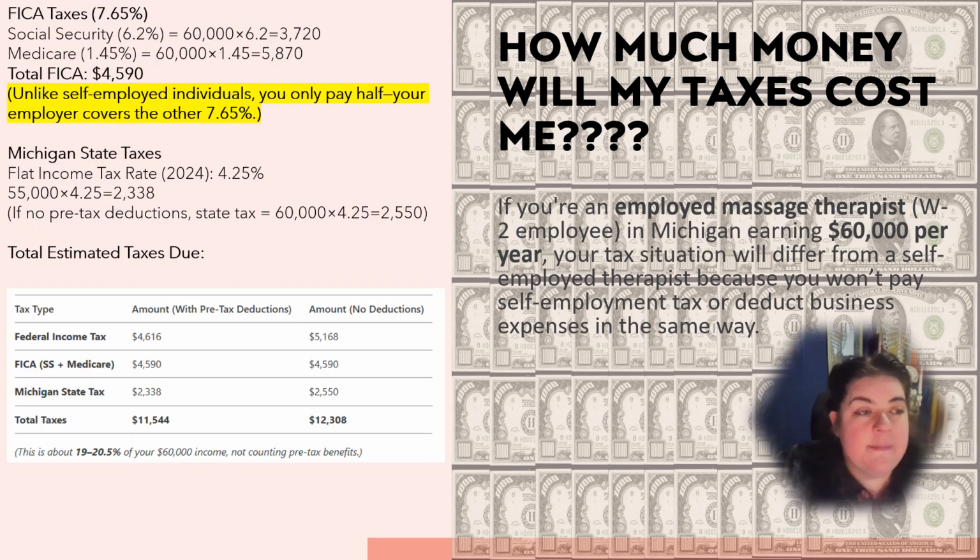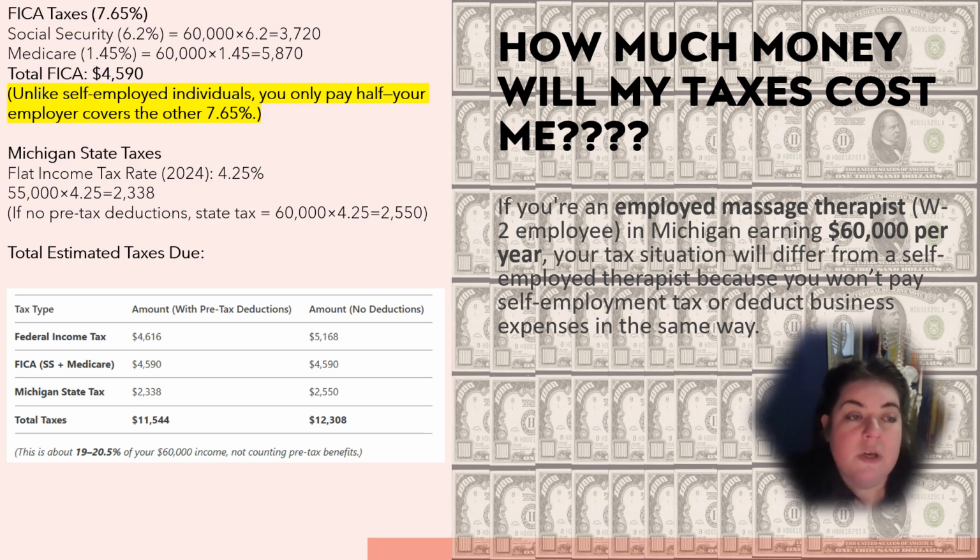All right, so the next step is going to be the FICA taxes. And the cool thing about this, and I'll say this is one of the benefits of working for an employer as a massage therapist rather than being self-employed, is that instead of that 15.3%, now we're only looking at 7.65% because you pay half and your employer has to pay half of those. So Social Security now is only 6.2%.